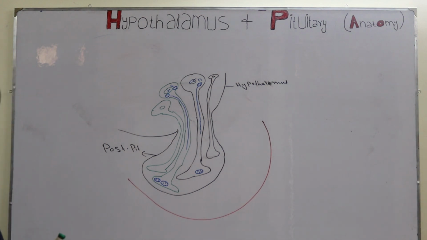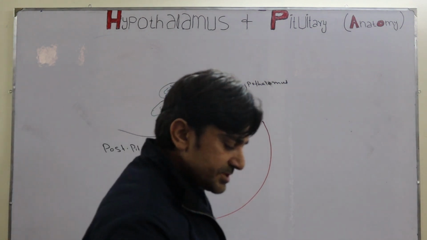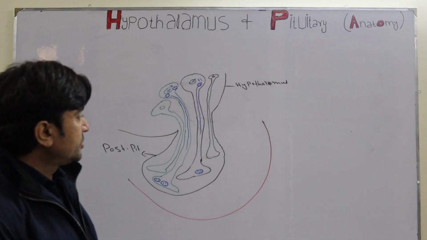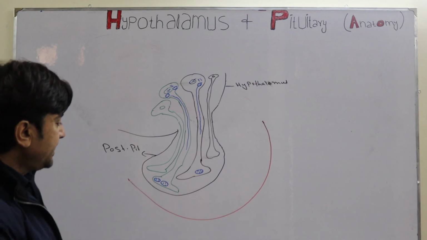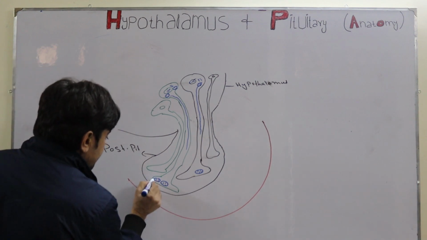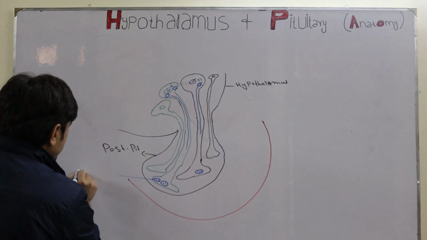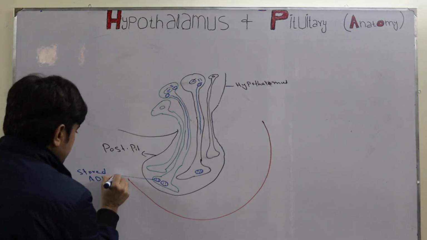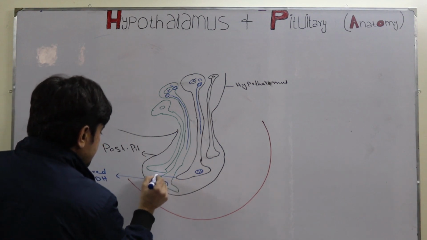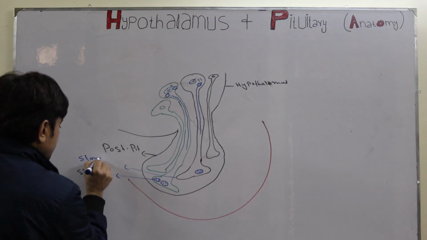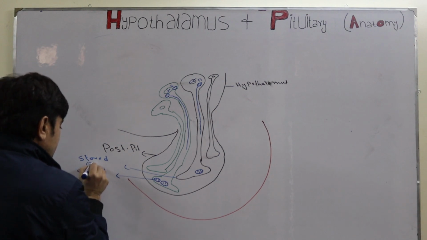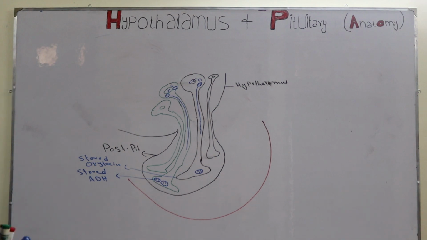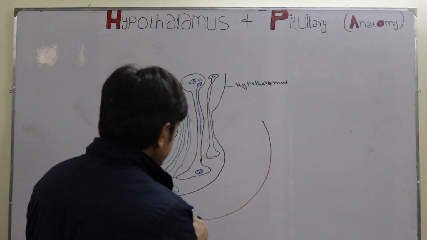So I think now it should be very clear to you that the posterior pituitary by itself does not produce any hormone. It just stores two hormones, ADH and oxytocin. So let's suppose this is the stored ADH, and this one is stored oxytocin.